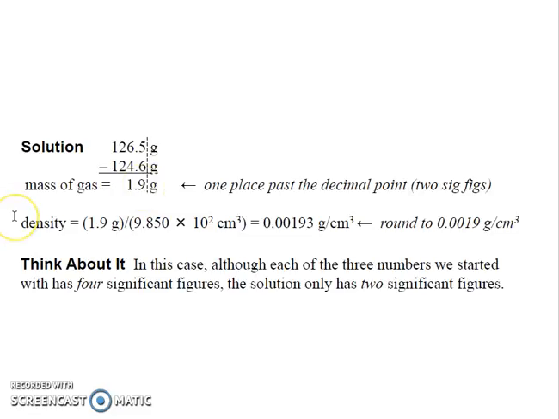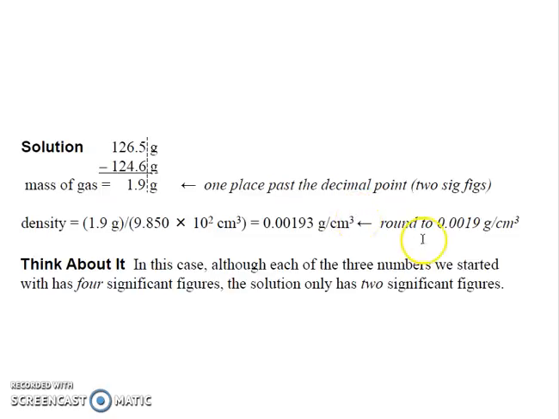Next is density. Density is mass divided by volume. And it's always mass divided by volume. You'll use your mass of 1.9 grams, the volume of 9.850 times 10 to the 2 cubic centimeters. You can notice how the centimeters are cubed. Volume does have 3 dimensions. Working this out on the calculator, you should get something in the range of 0.00193 grams per cubic centimeter.